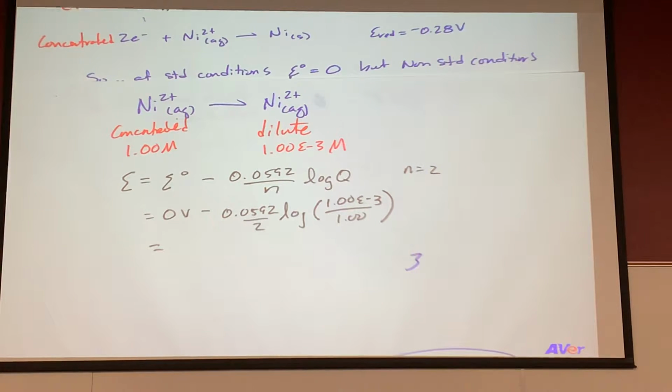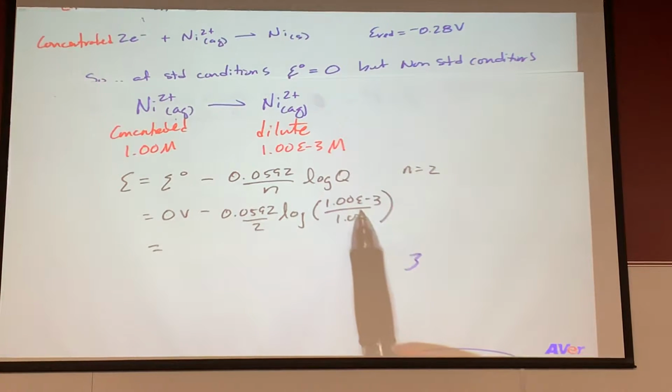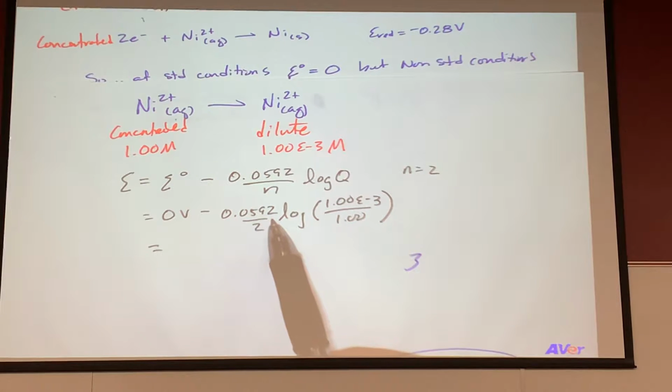Somebody have speedy math fingers? What do you get? Negative 3. Not for the whole thing, just for the log. What about for the whole thing? Negative 0.0888. So Rosalie, you said negative 3, right? And I got positive 0.0888 for the whole thing.